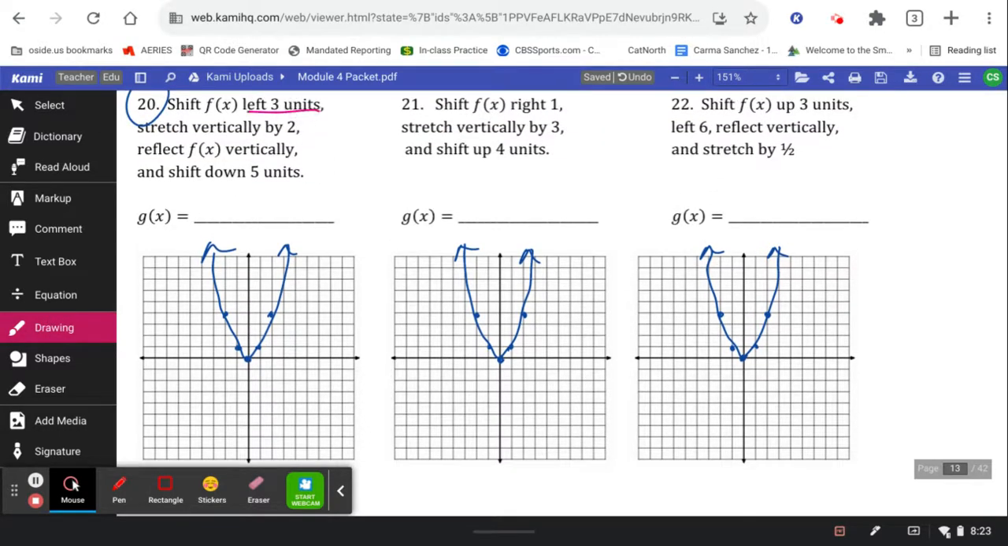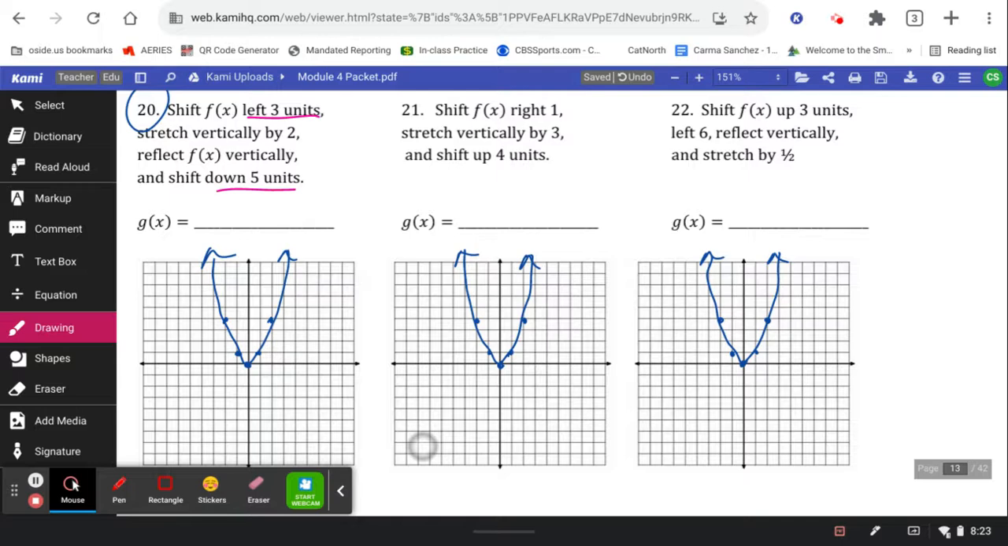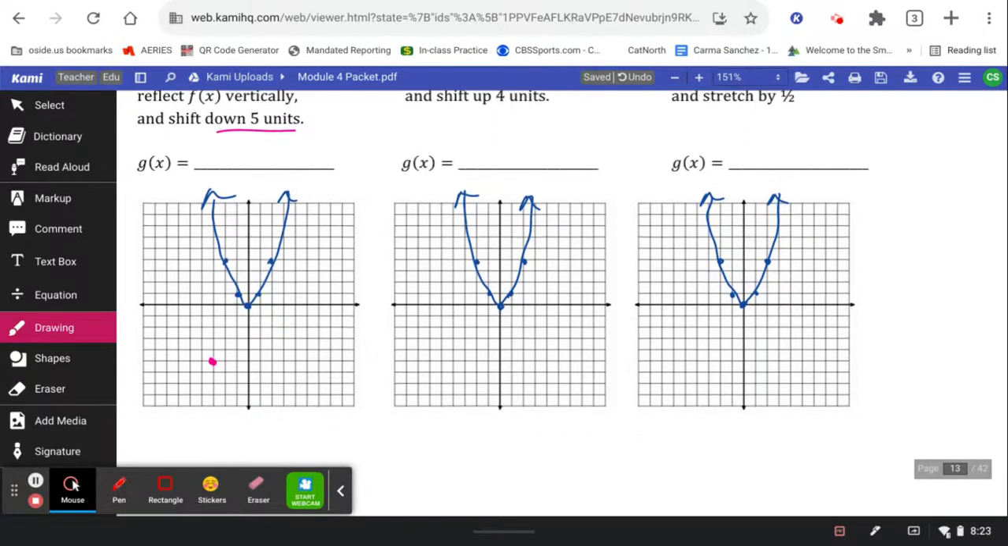And then now making these shifts. So this is a left 3, down 5. So 1, 2, 3, 1, 2, 3, 4, 5. And it is a reflection and it is a stretch of 2. And so the function for this, g of x equals negative 2 because of the upside down, (x minus a negative 3) squared minus 5.